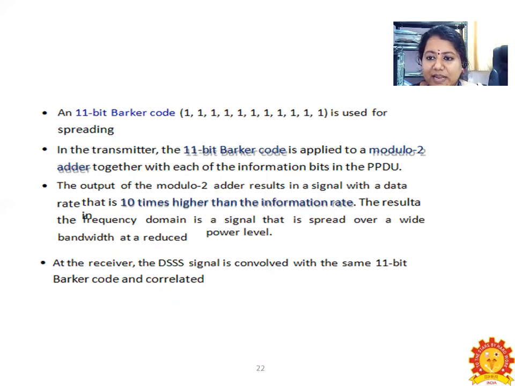So in the transmitter, the 11-bit barker code is applied to the modulo-2 adder together with each of the information bits in the PPDU. The output of the modulo-2 adder results in a signal with a data rate that is 10 times higher than that of the information feed. So the result in the frequency domain is a signal that is spread over a wide bandwidth at a reduced power level. At the receiver end, the DSSS signal is convolved with the same 11-bit barker code and it will be correlated.